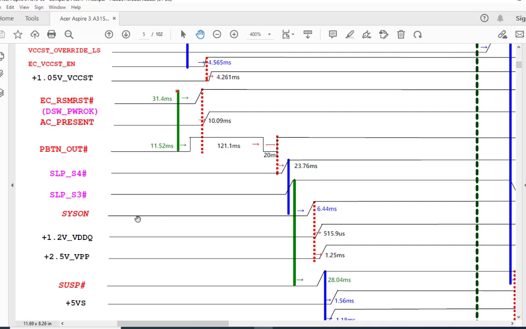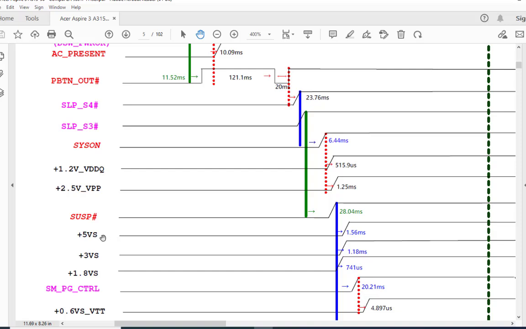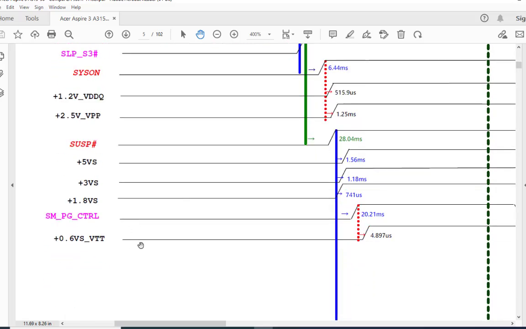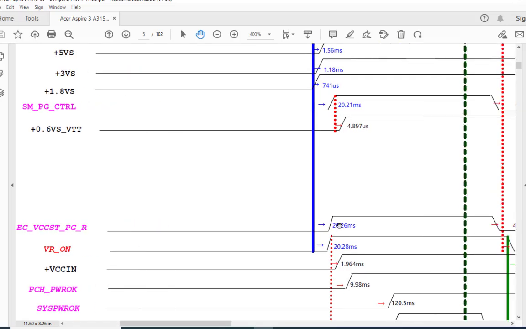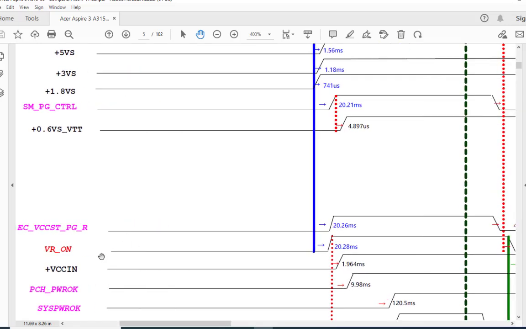When you generate the SUSON, then 1.2 and 2.5 are the voltages for the RAM. 1.2 is for the VDD and 2.5 is a reference voltage for the RAM. Then the SUSP signal, that is 5 volt suspend, 3 volt suspend, 1.8, this voltage is going to the PCH, and the 0.6 VTT voltage will be generated. Then the VCCST power good, that means all the powers are okay except the CPU core. This signal is given to the CPU, and then the SIO is going to turn on this VR_ON signal.